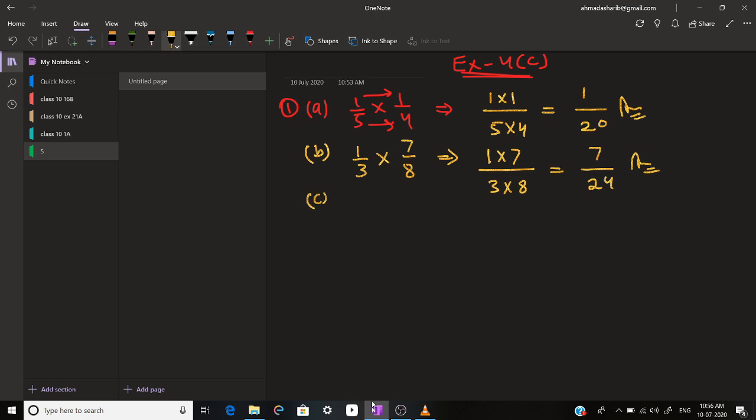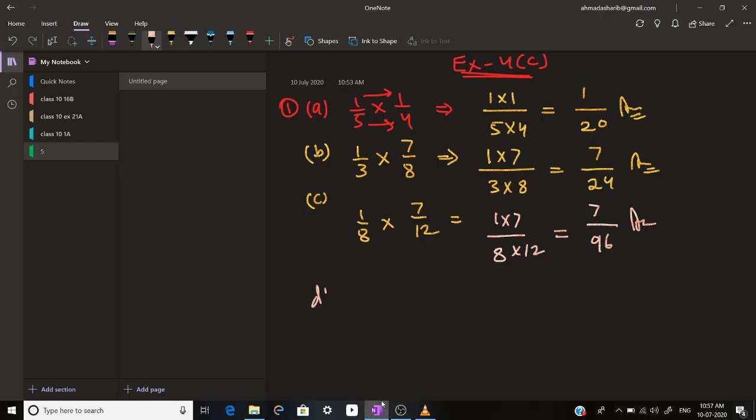Now C part is 1 upon 8 multiply by 7 upon 12. Okay, so write 1 into 7 upon 8 into 12 is equal to 7 ones are 7 upon 8 into 12. So 96. 7 upon 96, this is your answer.